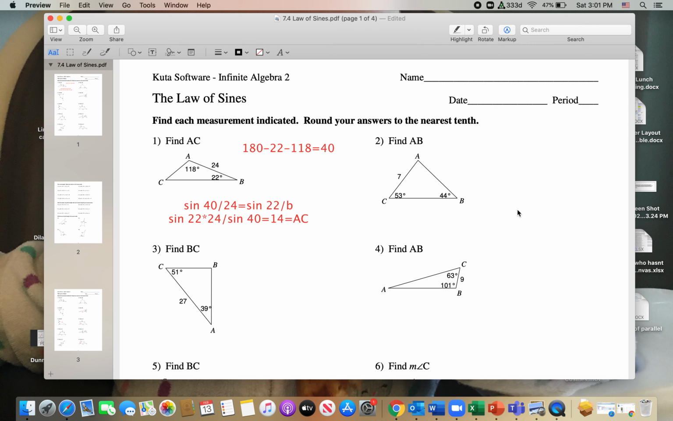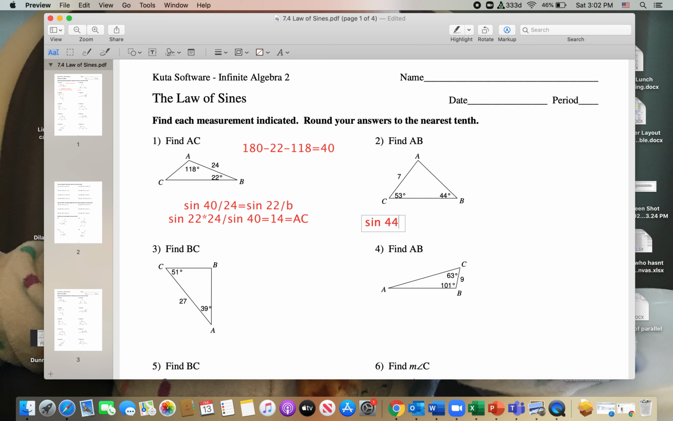Similar idea every time. Sine of A over a, sine of B over b, sine of C over c. We want to find AB, or little c. We have an angle and a side opposite, so we're going to use B and C. We're going to ignore A. So we don't even have to do any extra. We have all that we need.